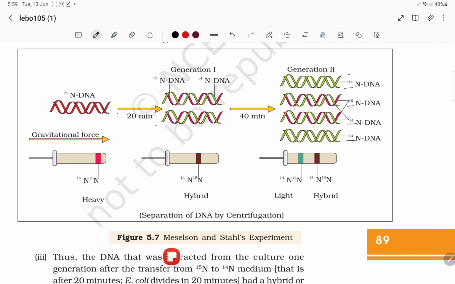Here is the centrifugation tube. Here you have the N15, with red denoting the heavier isotope, so only N15 is there. Here you have the hybrid N14 and N15. Here you have the lighter isotope N14, and N14 and 15. So, this is the heavy isotope, this is hybrid, and this is the lighter one and the hybrid one.